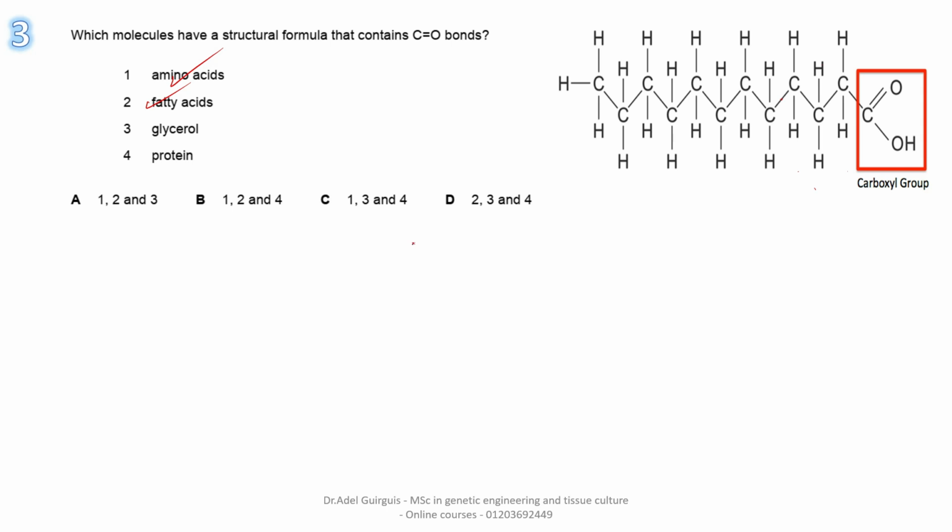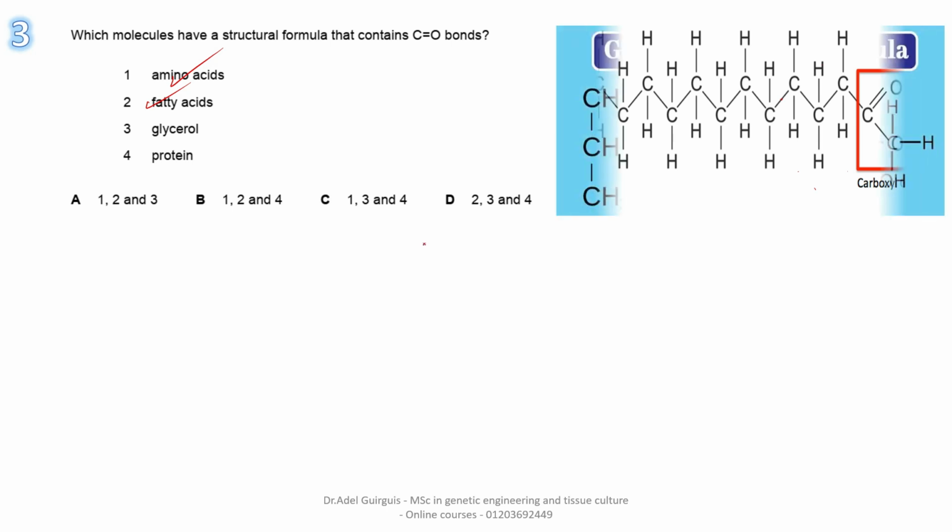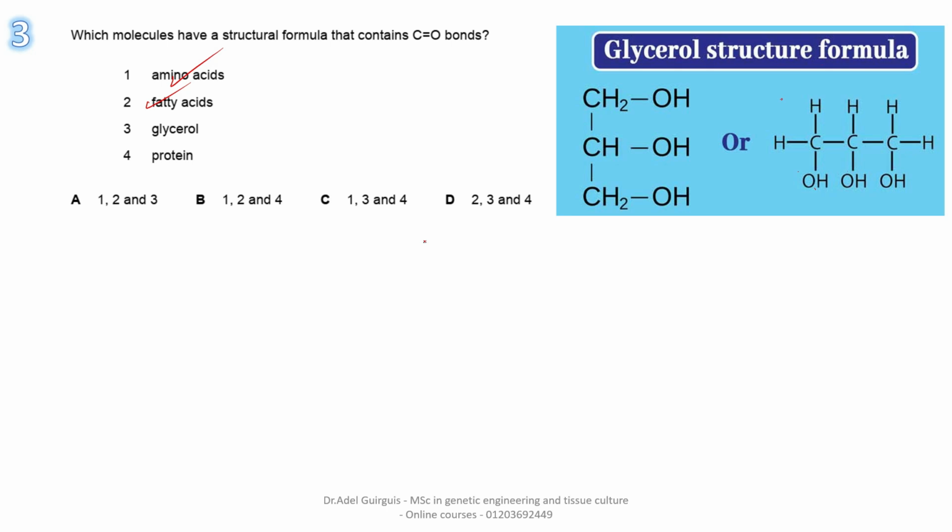Please memorize glycerol structure. It's so important in our study. Glycerol is a trihydroxy alcohol containing 3 OH groups: CH2OH, CHOH, CH2OH, either perpendicular in this position or horizontal like in this structure. Where is C double bond O? No, nothing. Absent from glycerol.